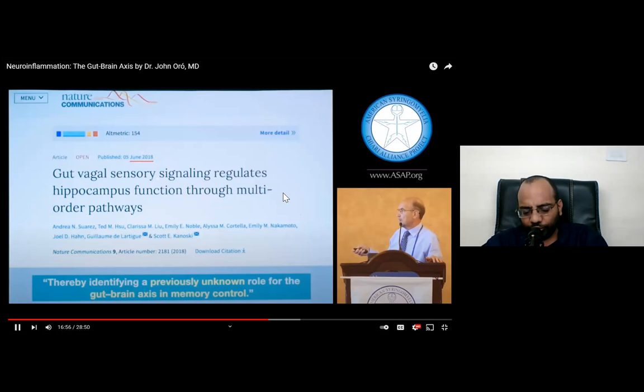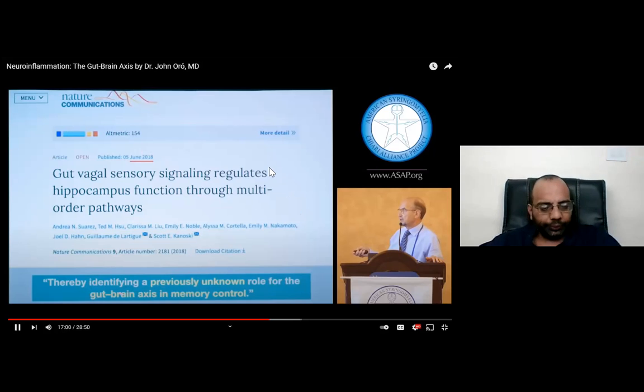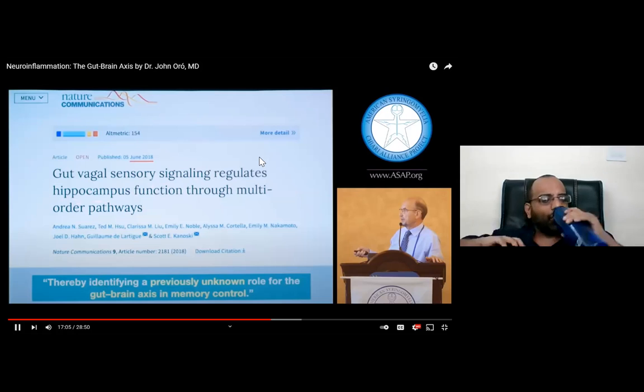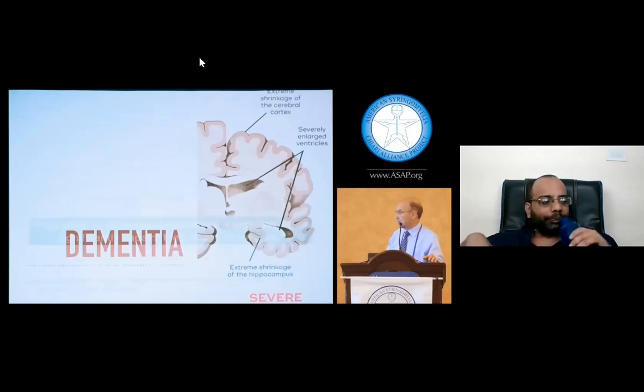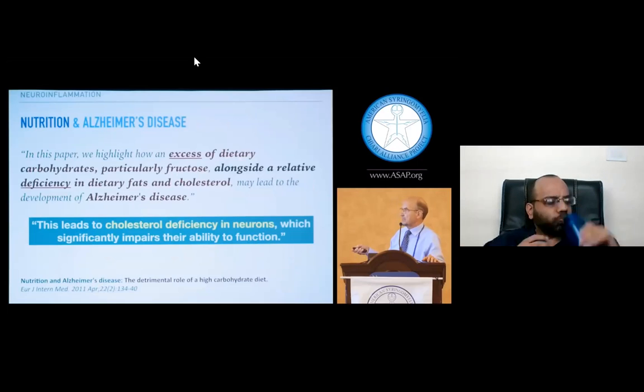Feature as well, and the speed of memory is important. Basically, the hippocampus is affected. Our main storage area for memories is affected by what's going on in the gut. Dementia is a severe problem.